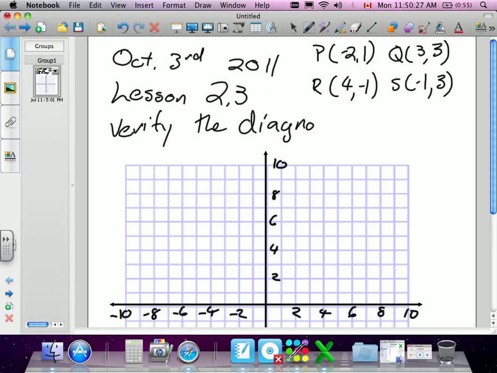Am I spelling that right? No, I'm not. Sorry, I think on this when you're writing. Verify the diagonals bisect each other. Okay.